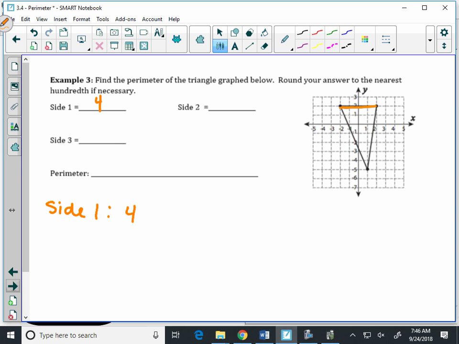Have to count. The other sides, though, they're slanted. So we have to use the Pythagorean theorem to find those sides. Okay? I'll find this one first. This will be my side 2. Make your right triangle. Label that C. The side you're trying to find is always your C. And make that my A, and make that my B. And you just plug it into the Pythagorean theorem.